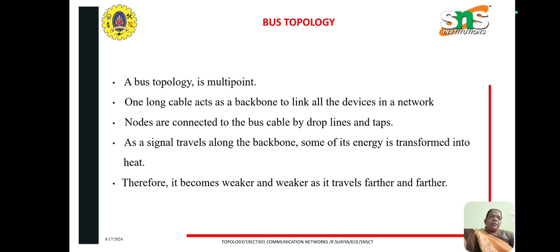As the signal travels along the backbone, some of its energy is transformed into heat. Therefore, it becomes weaker and weaker as it travels farther and farther. For this reason, there is a limit on the number of taps a bus can support and on the distance between those taps.